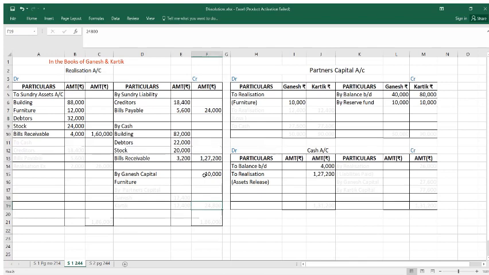After that, the realization expenses amounted rupees 2,000. Here, they have not mentioned about the creditors and bills payable. But in case of dissolution, though the additional information is silent about the liabilities, we have to pay the liabilities.